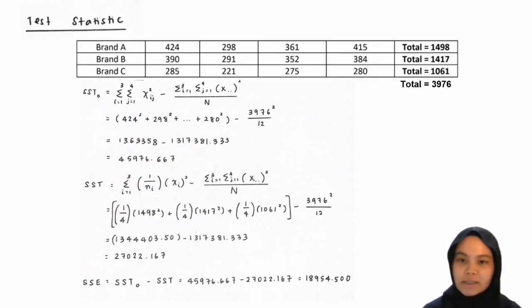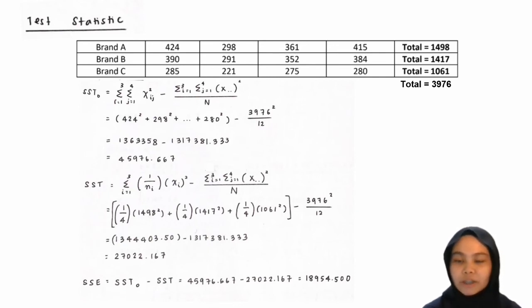To make it easier to calculate, we find the total for each brand and sum it up. Now, we will find the total sum of squares by using this formula. Firstly, we need to square all of the values in the table and find the sum. And we minus it with the overall total from the 3 brands squared, divided by the total number of cars, which is 12. Then we do the calculation and we get 45,976.667 for the total sum of squares.